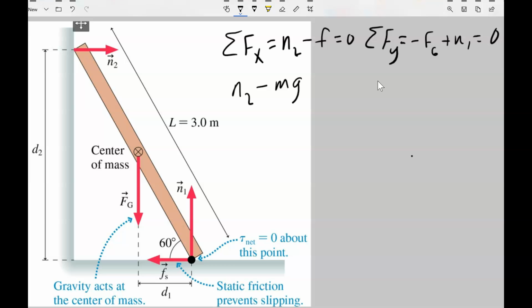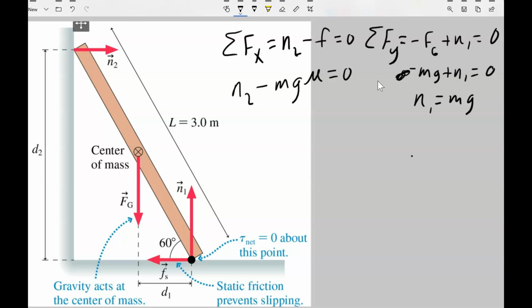It's F and mu, right? Sorry, it's not mg. Yeah, it is. It's mg mu. That equals 0. And here, Fg is negative mg plus N1 equals 0. Alright, so in that case, N1 equals mg.